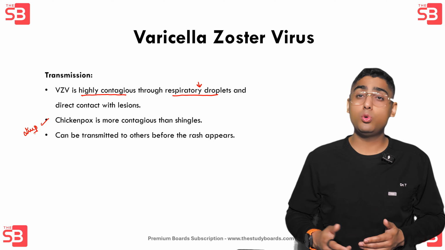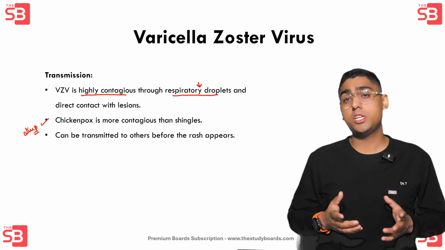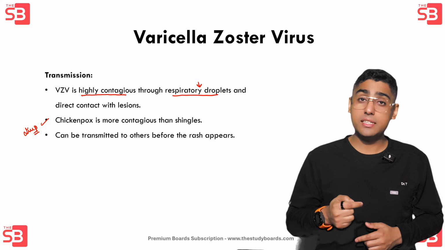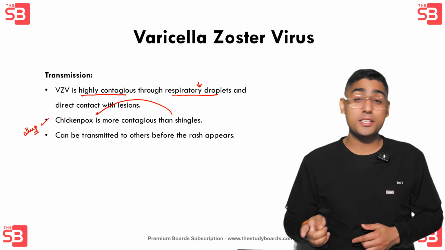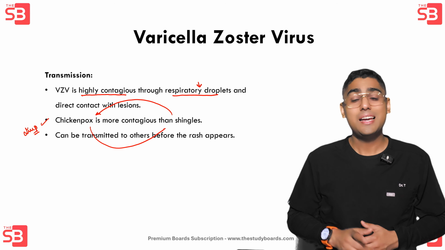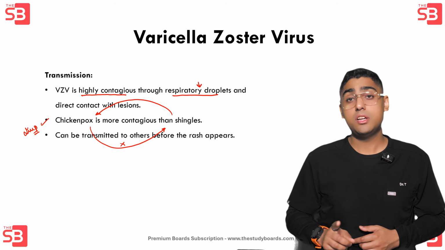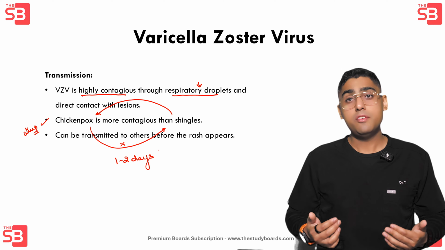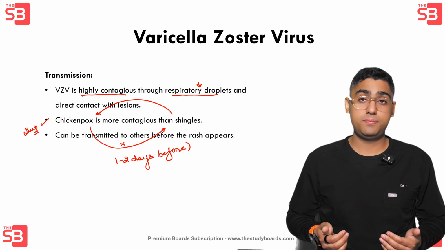And it can also spread through direct contact with the fluid from chickenpox or shingles blisters. Interestingly, a person with shingles can give someone chickenpox, but not the other way around. So, very important point. And the virus is most contagious 1 to 2 days before the rash appears. This is an exam question, which is why it spreads so easily.